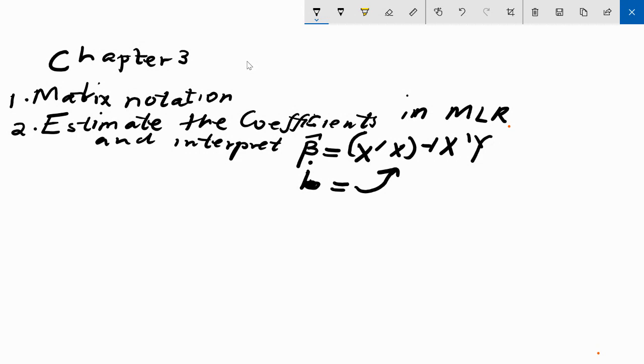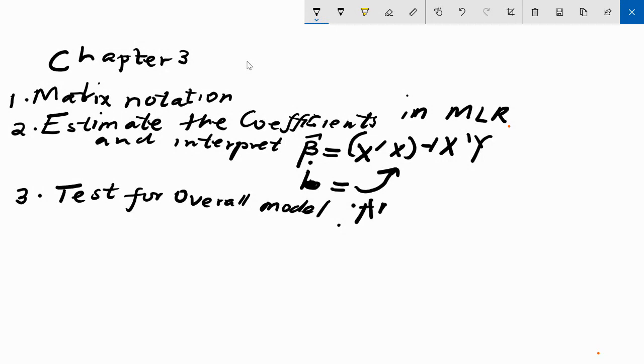The reason why I'm doing this is that I'll be surprised if next time someone asks me what is the scope for the test. So if I'm telling you what we have covered, three, you know how to test for the overall model. When testing for the overall model, we use the ANOVA table.